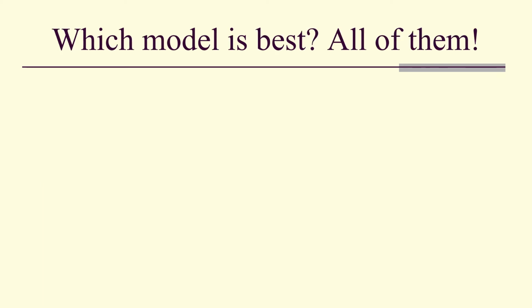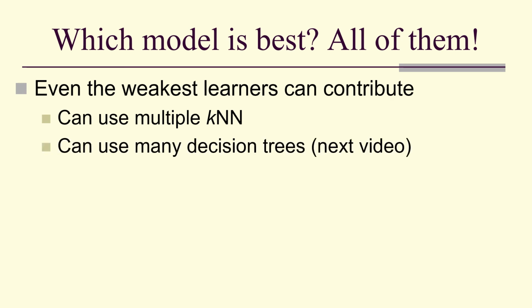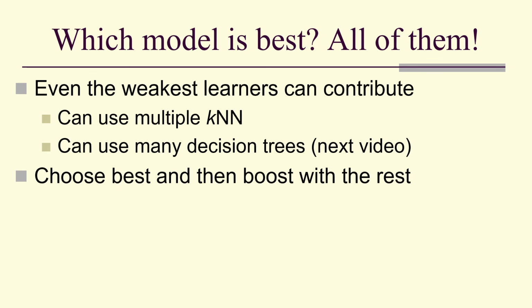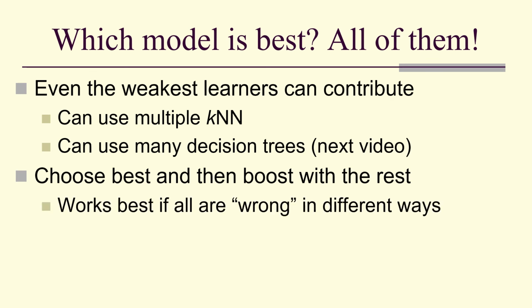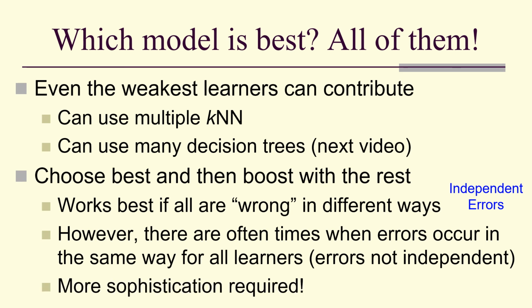So which model is best? All of them. Even the weakest learners can contribute. You can use multiple k-nearest neighbors. You can use many decision trees. You can choose the best and then boost with the rest. It works best if all are wrong in different ways. In other words, you have independent errors. There are times, however, when the errors are not independent. That means we need more sophistication.